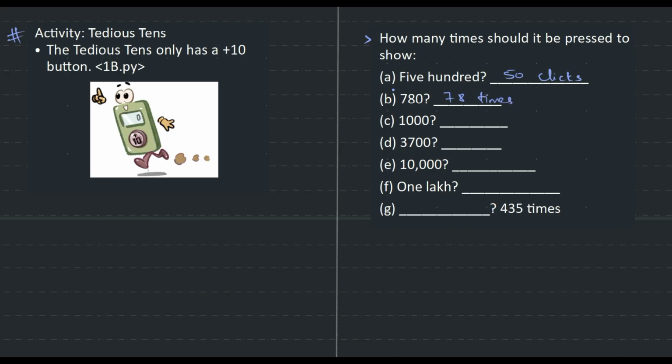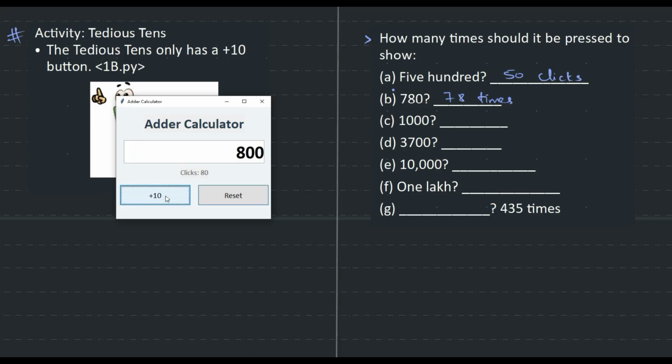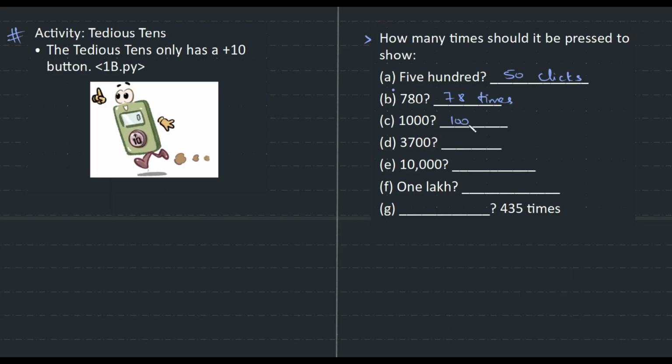What about 1000? Or too far away? Yes, it would be 96. That is 960, 970, 980, 990, and 1000. 100 times. If 1000 took 100 times, how much will be 3700? Let's imagine 3700, let's take it apart. It will make it much easier. This is your clue.